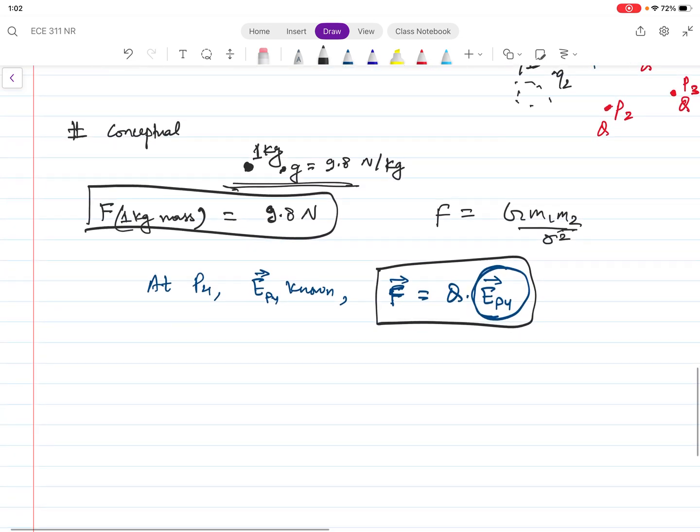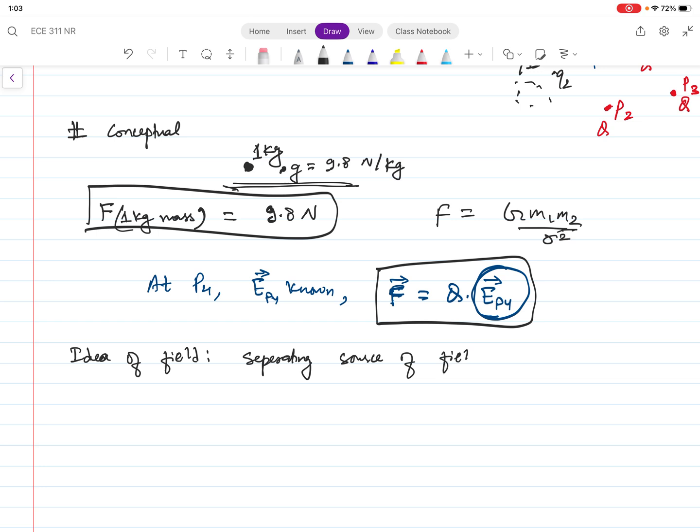Okay, I hope that helps. The idea of field is separating the source of field from the object in the field.